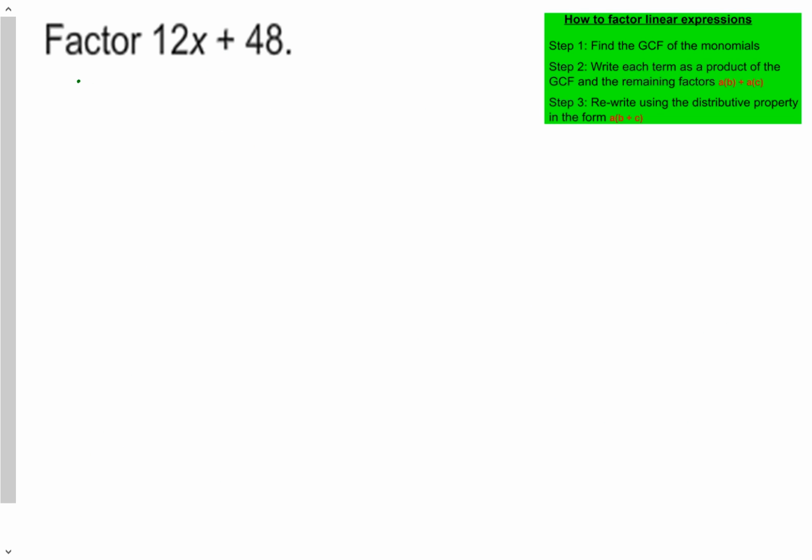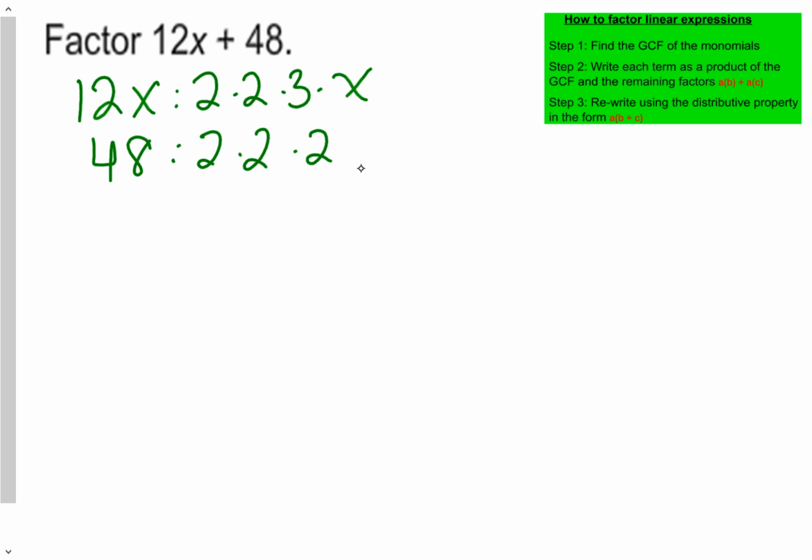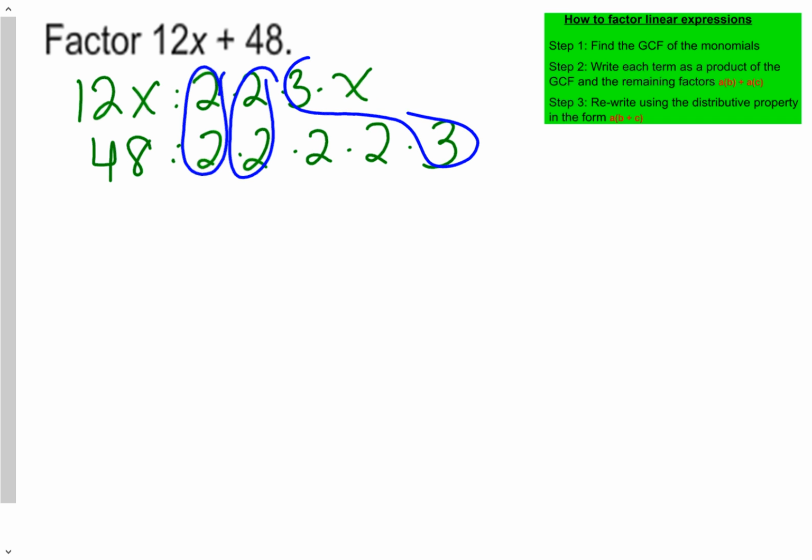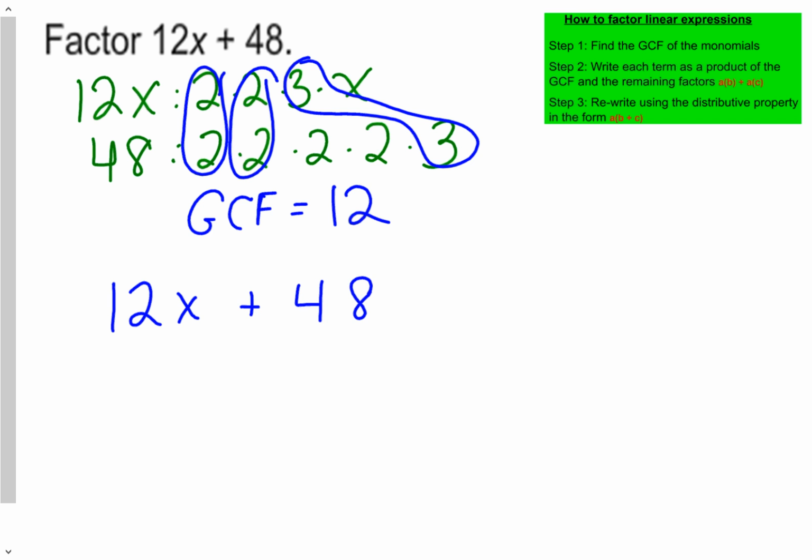Here's another example. We have 12x, and the prime factorization is 2 times 2 times 3 times x. Prime factorization of 48 is 2 times 2 times 2 times 2 times 3. Now let's circle what they have in common. They have 2, 2, and 3. So our GCF is going to be 12. So we have 12x plus 48. Okay? So we want to pull out the 12.